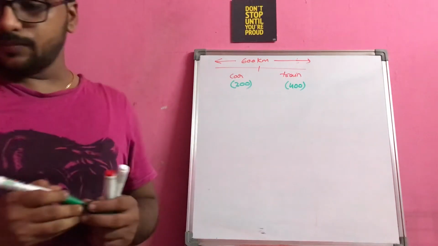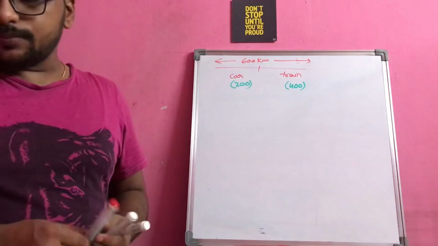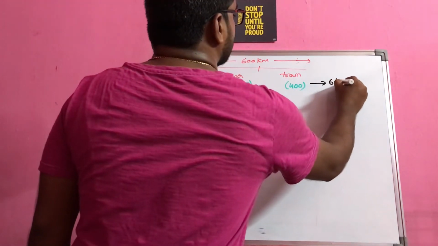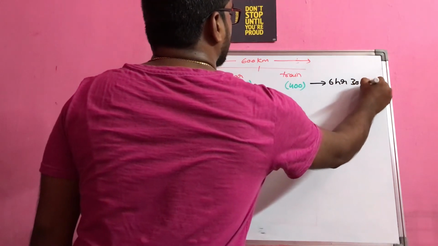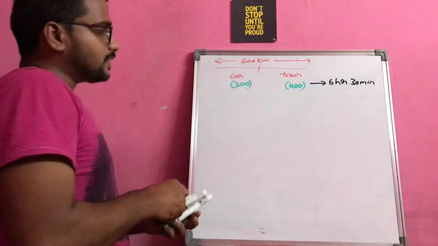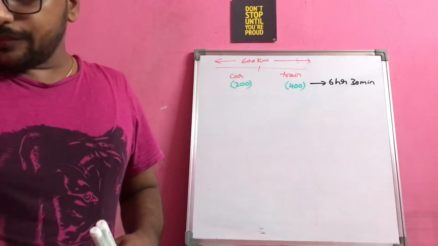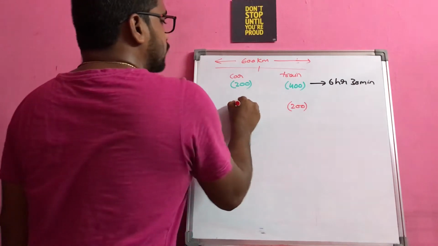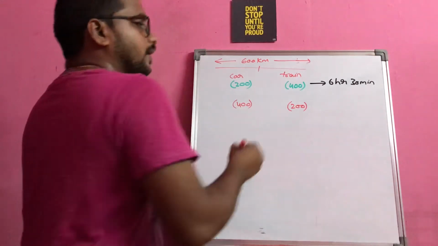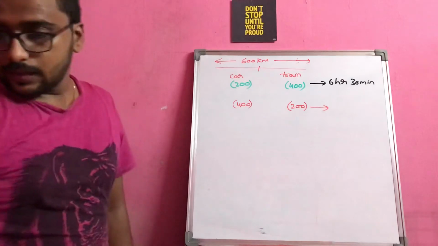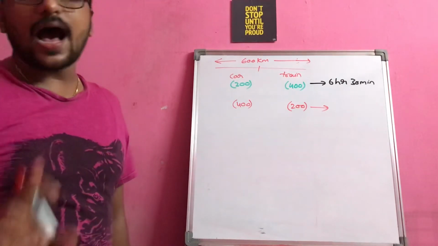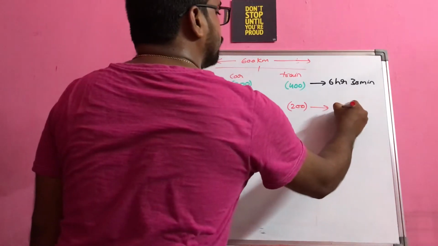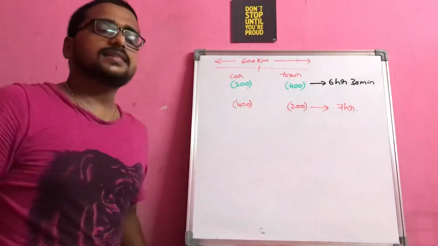That is basic logic. It takes him 6 hours 30 minutes. So if he goes this way, he takes 6 hours 30 minutes. Now let us see the second case. If he travels 200 km by train, obviously 400 by car, he takes half an hour longer. Already 6 hours 30 minutes, half an hour longer means it will become 7 hours. This is the given question to us.